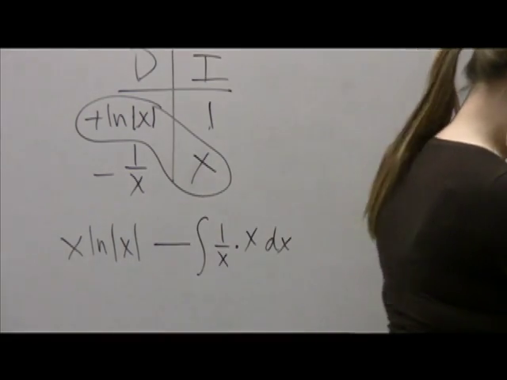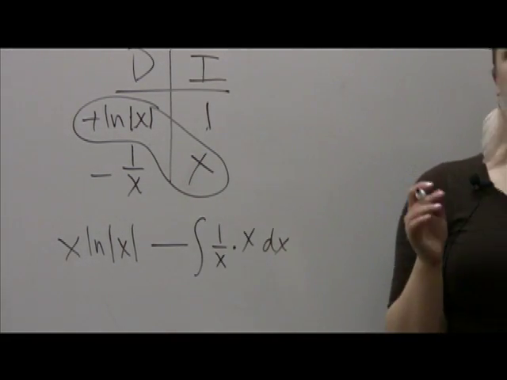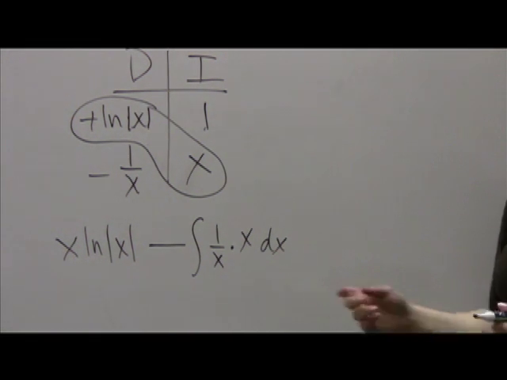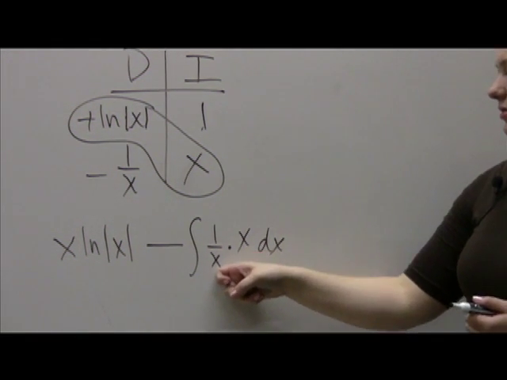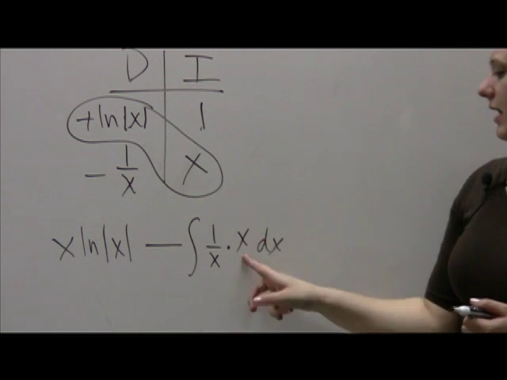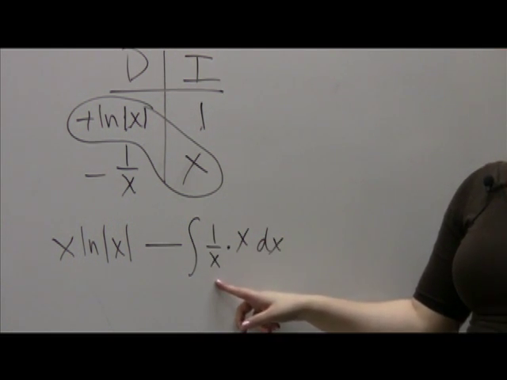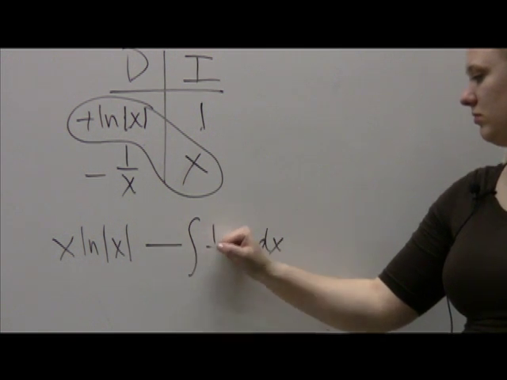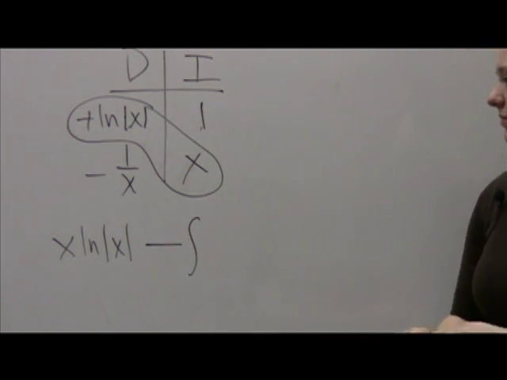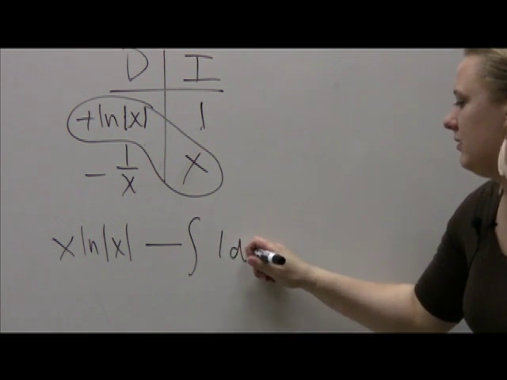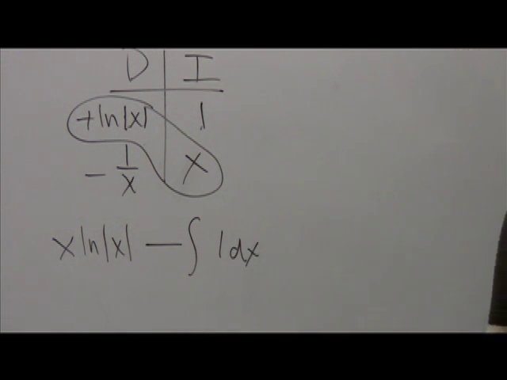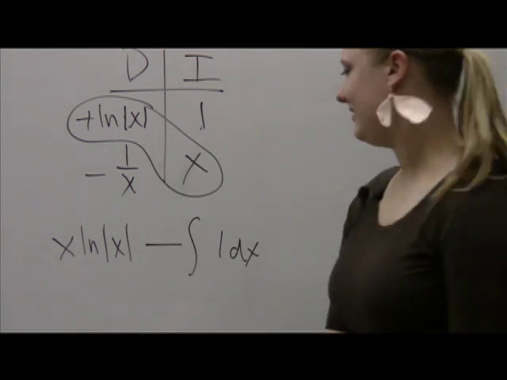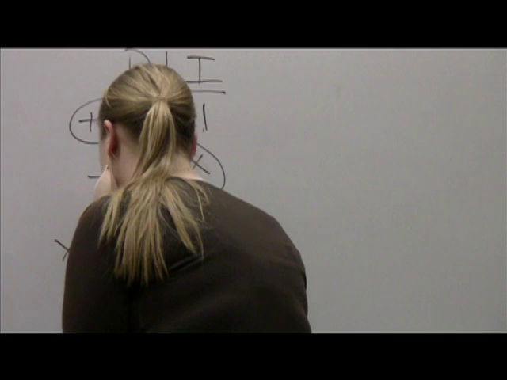Okay, this should happen whenever you're doing a natural log. Whenever you're using parts for a natural log, these should cancel, so it's easy to integrate. x divided by x is 1. What's the integral of 1? x. Isn't that lovely?